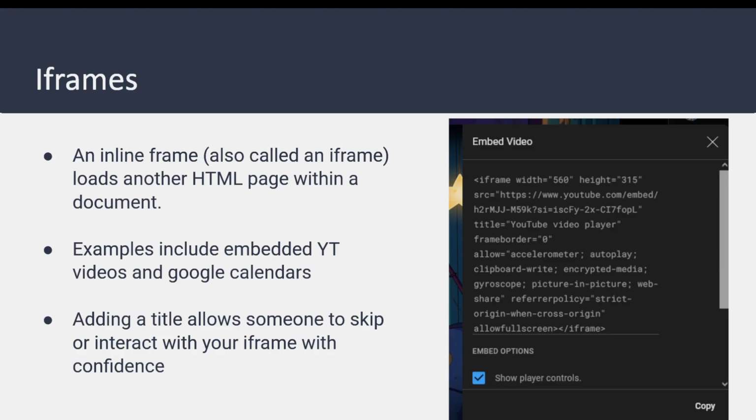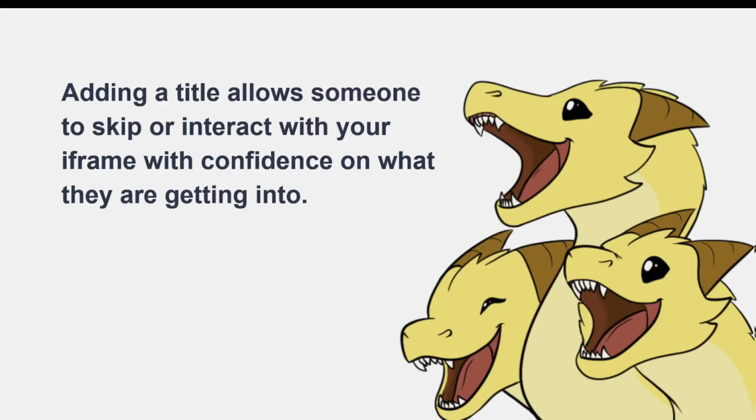What is this video of? Visually, a user could probably see the thumbnail on a screen and have an idea, but that does nothing for someone using a screen reader. So adding a title allows someone to skip or interact with your iframe with confidence on what they are getting into. And here's an example of how to add one.